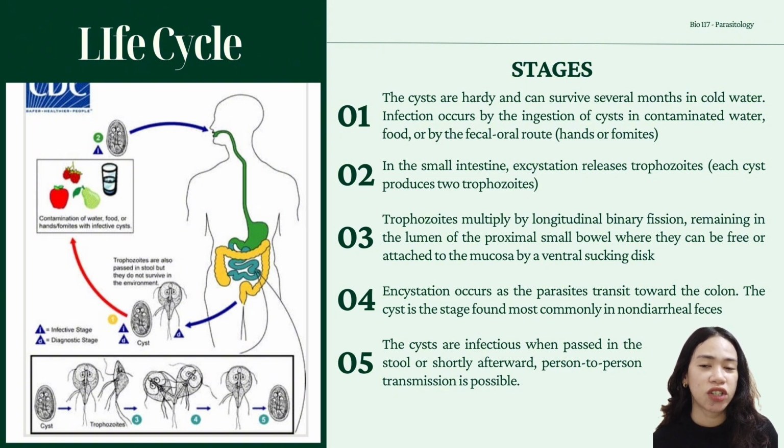In the third stage, trophozoites multiply by longitudinal binary fission, remaining in the lumen of the proximal small bowel where they can be free or attached to the mucosa by a ventral sucking disc. In stage 4, encystation occurs as the parasite transits toward the colon. The cyst is the stage found most commonly in non-diarrheal feces.